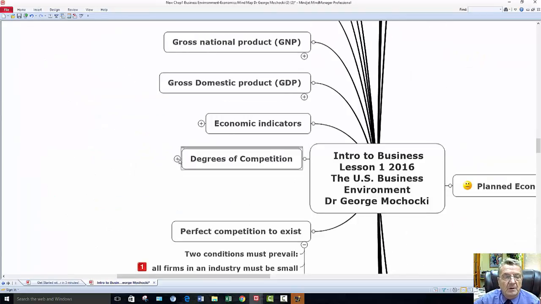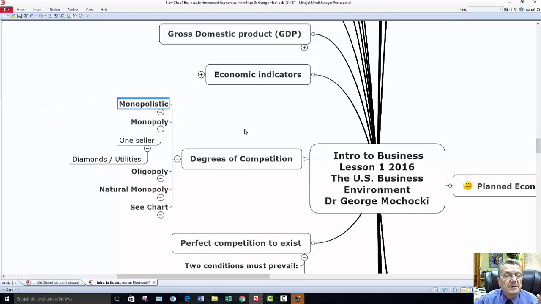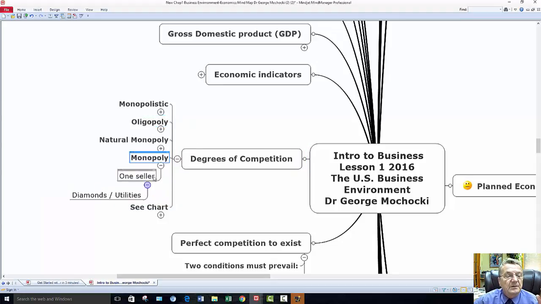Okay, degrees of competition. You've got monopoly, which you don't see too much. And I think the way they did this one, the way we're looking at it in the class, this one came first. Okay, and then they say monopoly is the worst. You don't see too many of those. Okay, so let's go on this way.